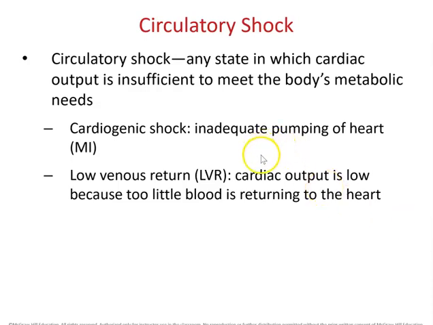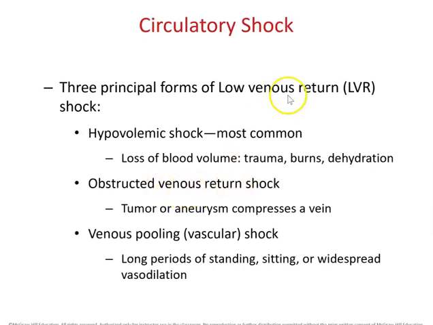Cardiogenic shock is defined as inadequate pumping of the heart. Low venous return shock is defined as cardiac output being low because too little blood is returning to the heart. There are three principal forms of low venous return shock. Hypovolemic shock, which is the most common, is the loss of blood volume due to trauma, burns, and dehydration. Obstructed venous return shock is due to a tumor or aneurysm compressing the vein. Venous pooling shock is due to long periods of standing, sitting, or widespread vasodilation.